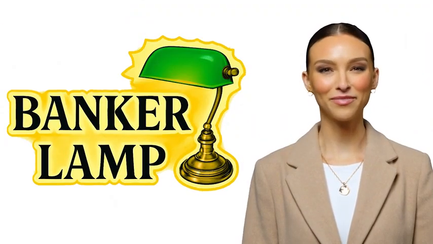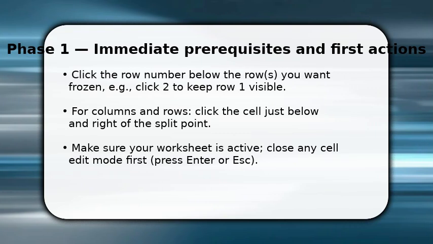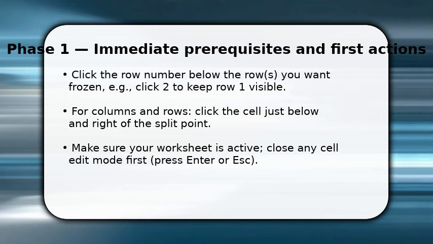Please enjoy the video. You start by selecting the correct row. This choice determines what stays visible while you scroll. Click the row number immediately below the header you want frozen, for example, click 2 to freeze row 1.